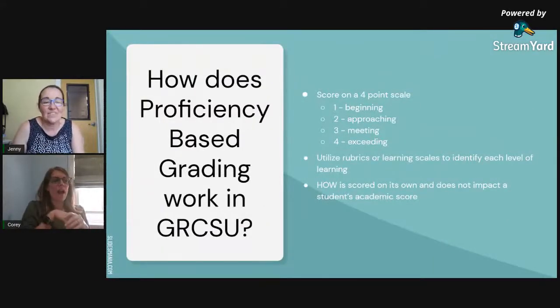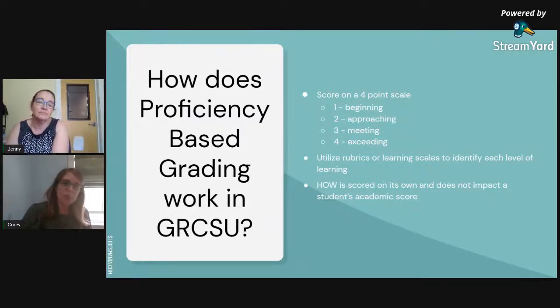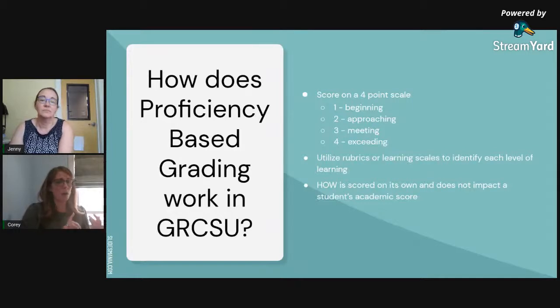So just kind of an overview of how proficiency-based grading works in GRCSU. Because it's not necessarily required by the state, the state gives us some guidelines, but like everything else, it's really left open to the interpretation of schools and districts. Some schools use a 5-point scale, but GRCSU uses a 4-point scale. A 1 means you're beginning on the standard, 2 is approaching the standard, 3 is meeting the standard, and 4 is exceeding the standard.